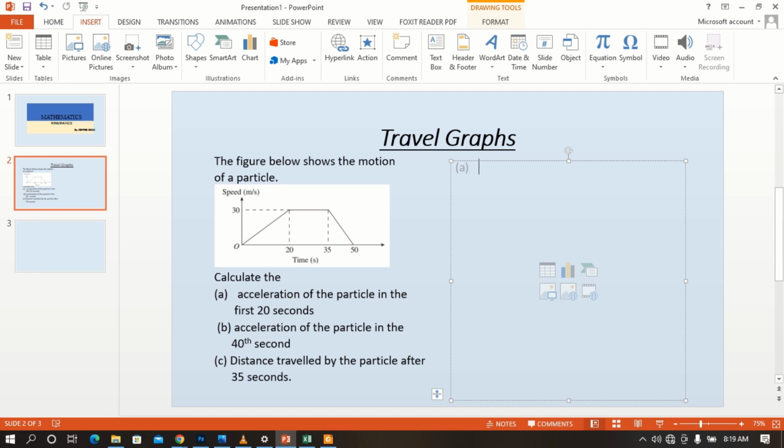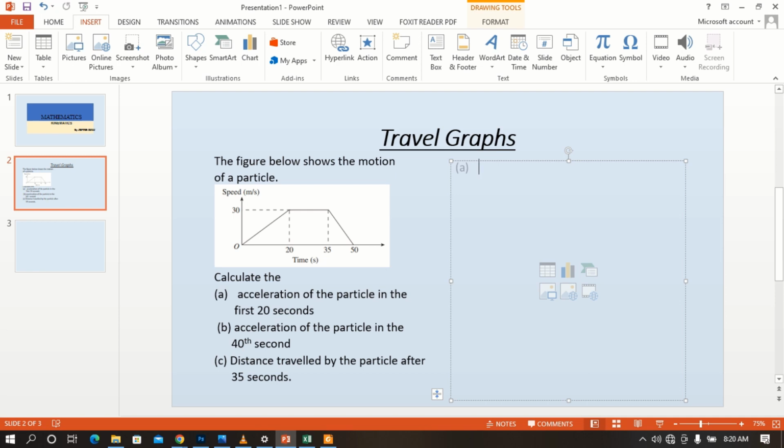So we have a particle moving from rest, then it reached a maximum speed of 30 meters per second. It moved with this speed for 15 seconds. Then it started retarding in the space of another 15 seconds. So the question says calculate the acceleration of the particle in the first 20 seconds.